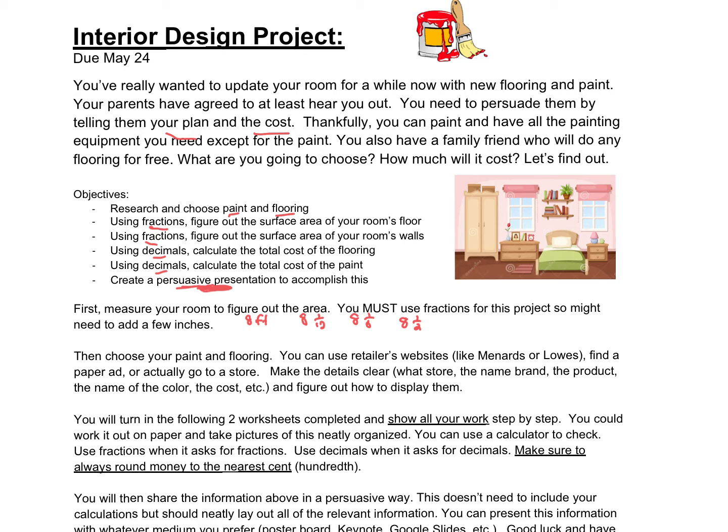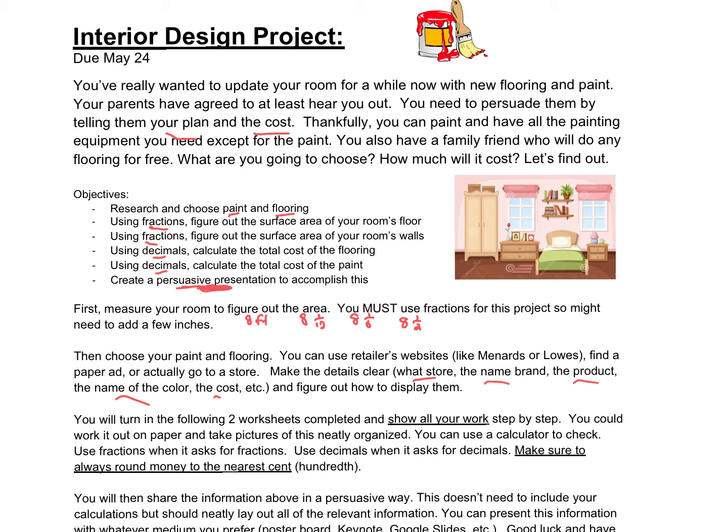Okay. Then you'll choose your painting and your flooring. You can use retailers' websites like Menards or Lowe's. You could find an actual paper ad, or you can actually go to a store. Make your details clear, like what store you bought it from, the name brand, the product name, the name of the color. It's not going to just be red. It'll be some fancy name, like Cardinal Red. The cost, all that stuff. Figure out how you're going to display it. Probably a keynote or a PowerPoint, but you could do it on a poster board or other ways too.